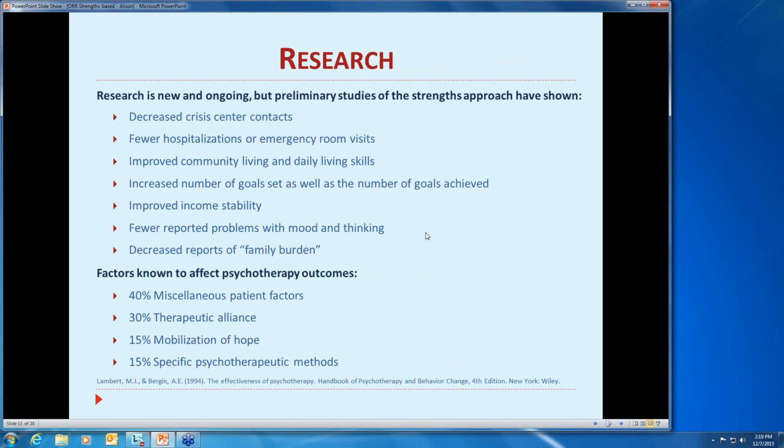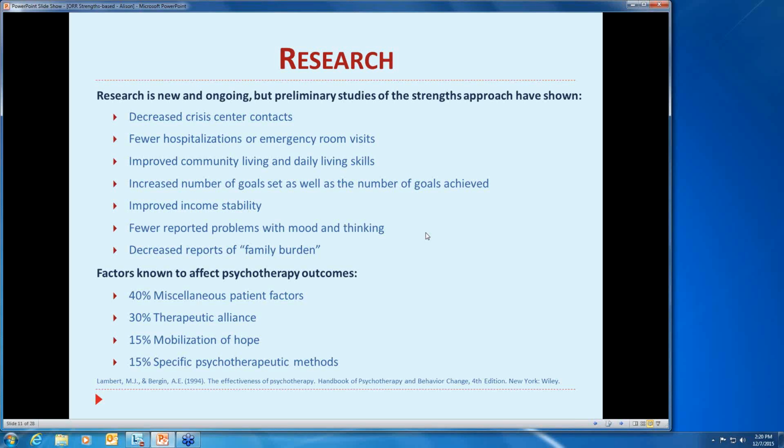So I don't want to focus too much on the research because it's still relatively new. It was created in the 80s, so we haven't had that much data to work with. And more research is definitely needed so that we can really come up with definite conclusions. But the studies that there have been are very hopeful, and it's shown when the strengths-based approach was used, there were decreased crisis center contacts, fewer hospital visits, improved community living and daily living skills, increased number of goals set as well as goals achieved, improved income stability, fewer reported problems with mood and thinking, and decreased reports of family burden from supportive people in the client's life.